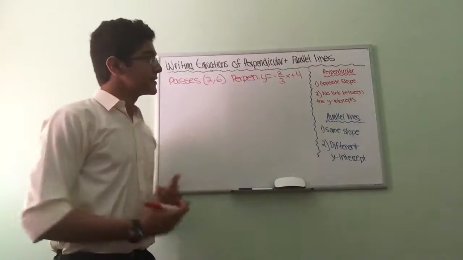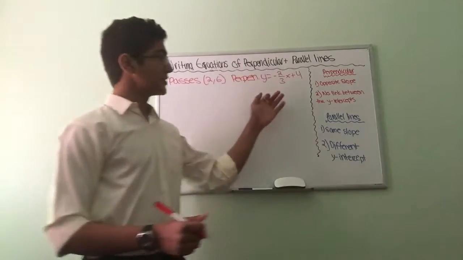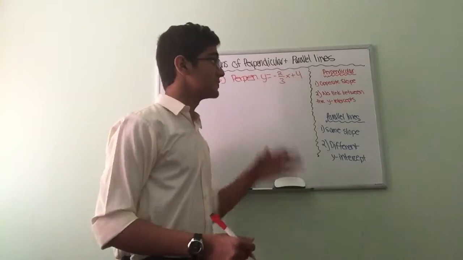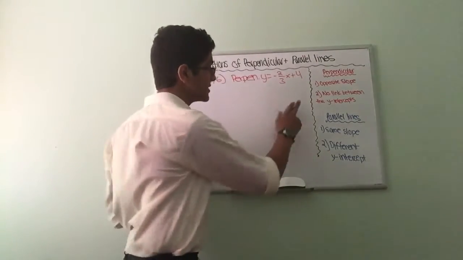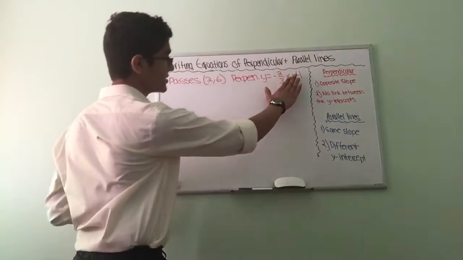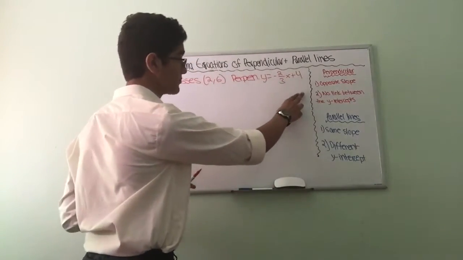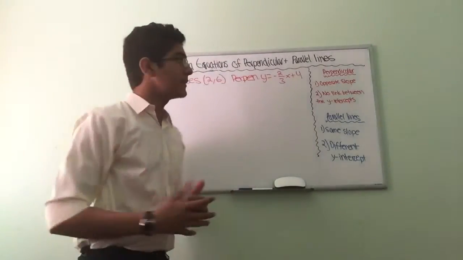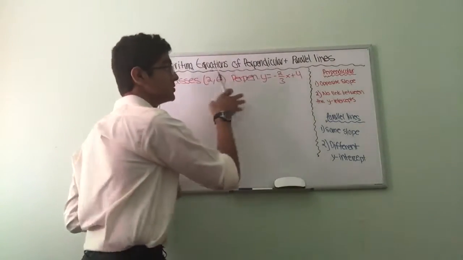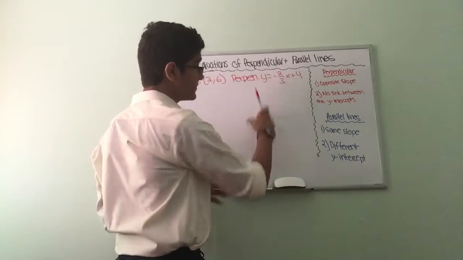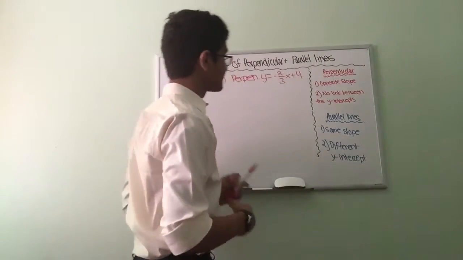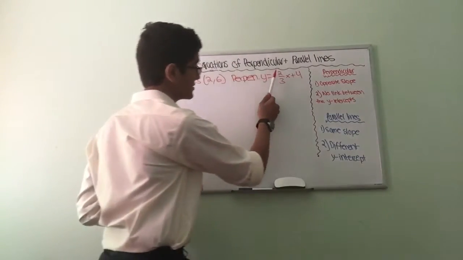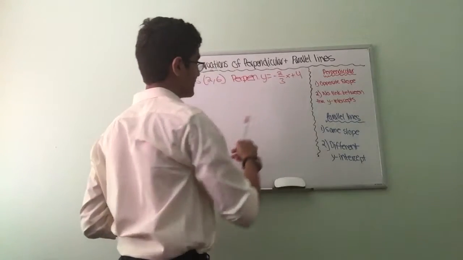Well, the thing about perpendicular lines is that perpendicular lines will have the opposite slopes. And there's no link between the y-intercepts. So you can basically just ignore the y-intercepts and just pay attention to the slope. And by an opposite slope, I mean if the slope in the original equation is negative, in the perpendicular equation, it will be positive, and vice versa. And you just need to take the reciprocal of the fraction that you have here.